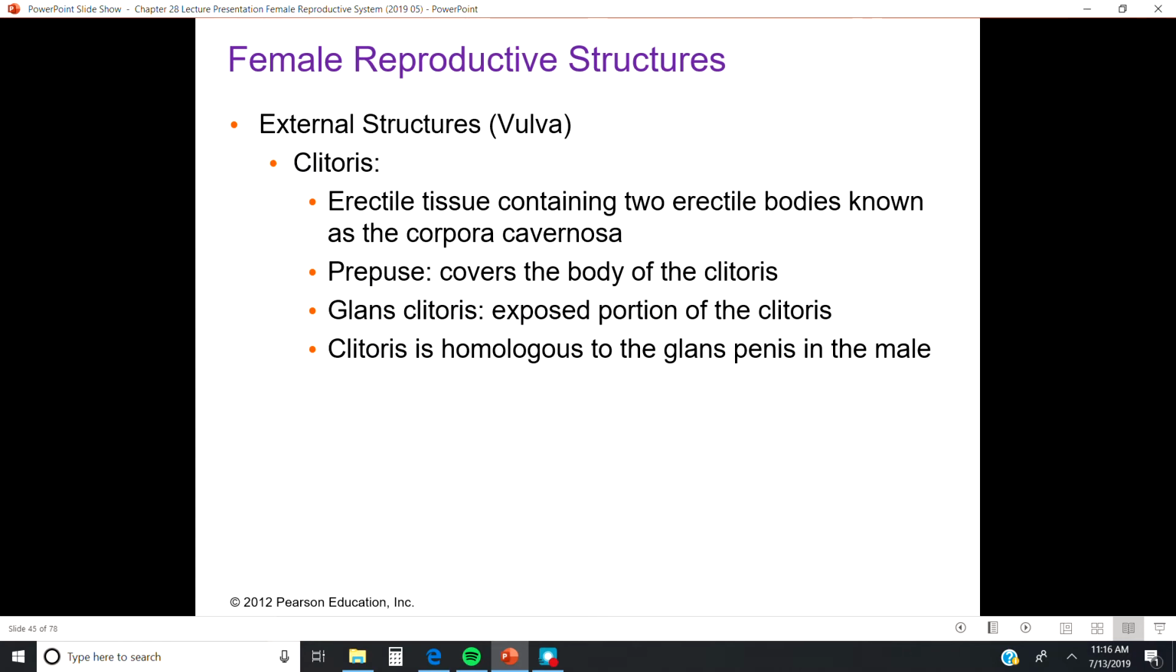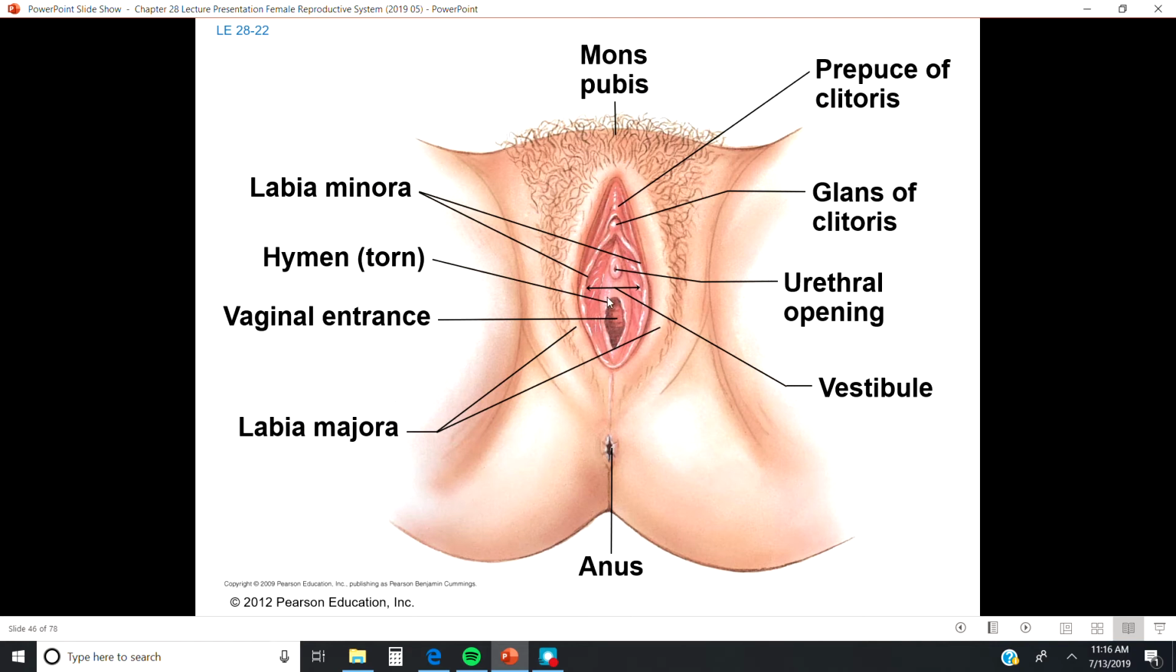The clitoris, this is similar to the penis in the male, right? Similar to the glans penis. It's actually erectile tissue also, just like in the male. So this is erectile tissue containing two erectile bodies known as the corpora cavernosa. If we look at it here, this is the part of the clitoris that is exposed. We actually call that the glans clitoris. Just like the male, right? Remember the glans penis was covered by the foreskin or the prepuce, right? This would be the prepuce right over here. It's going to be the prepuce.